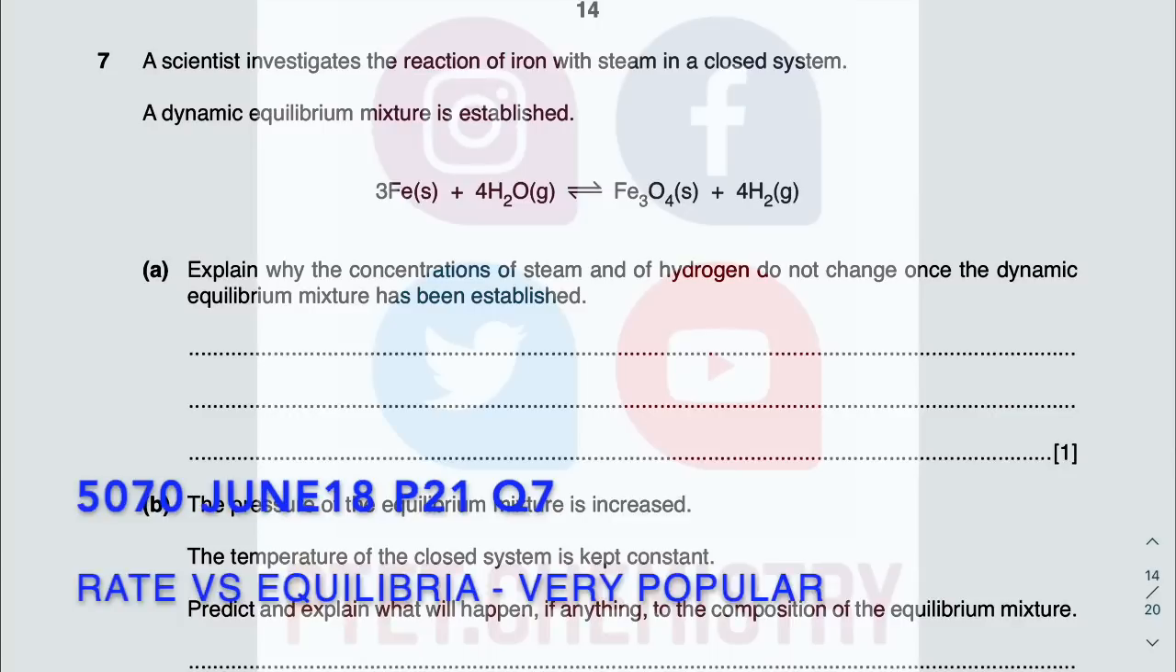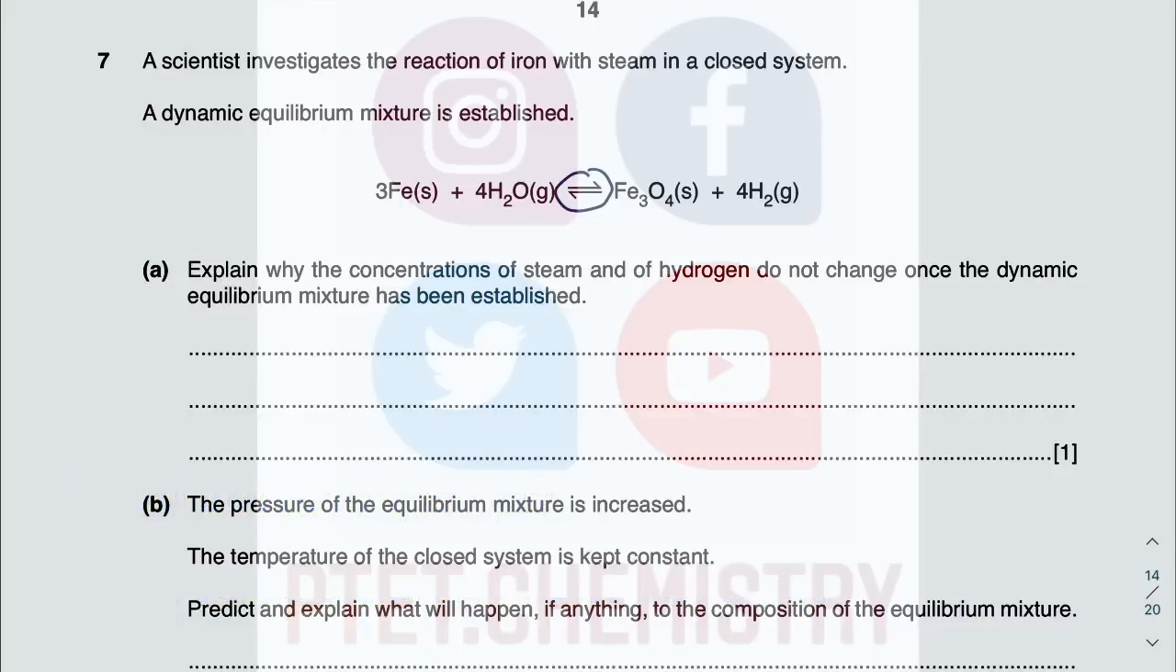Okay. Question 7 is about equilibrium. Some people don't like the equilibrium topic. They think it's difficult, but it really comes down to what is meant by equilibrium. Okay. What is meant by dynamic equilibrium? In fact, that's what they're asking.